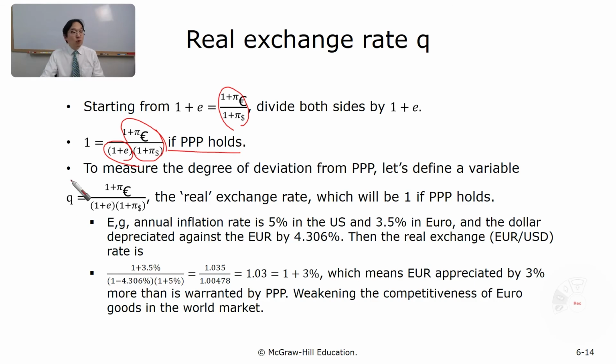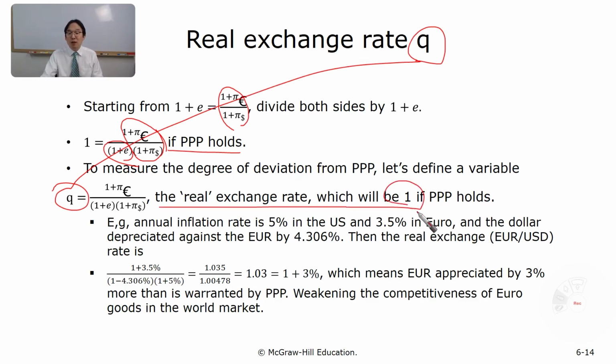To measure the degree of deviation from purchasing power parity relations, let's define a variable called small q, which is our real exchange rate. Let's define it this way: the real exchange rate, which will be 1 if purchasing power parity holds true. Based on this, we can tease out some inferences, some ideas. We can infer something out of it.